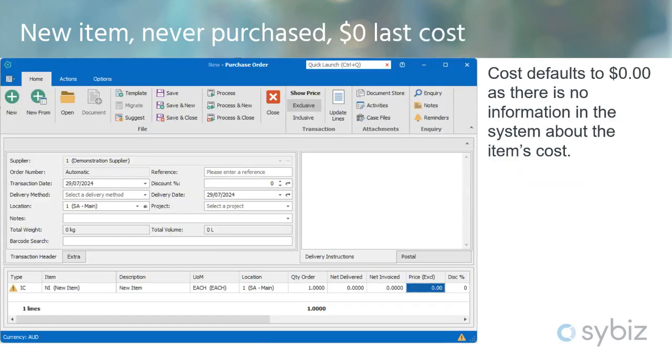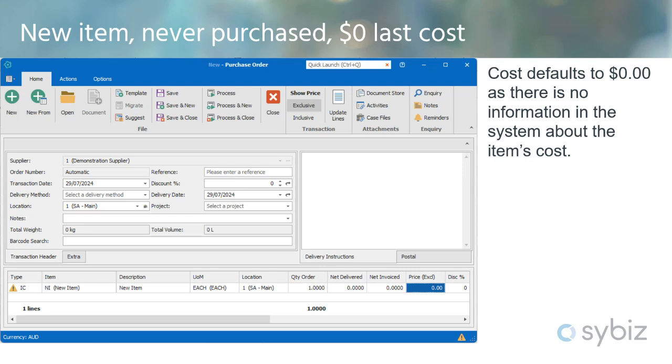So this is a new item that we've created, and the system has a zero last cost, and it's never been purchased before. So the system has absolutely no idea what this item is going to cost you when you first go to purchase it. So of course we have no option but to default the cost to zero.